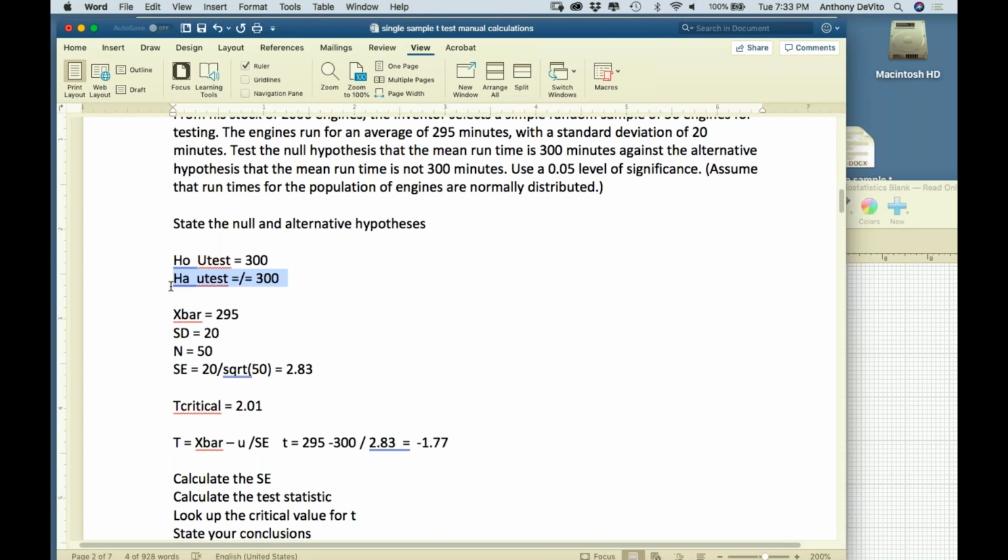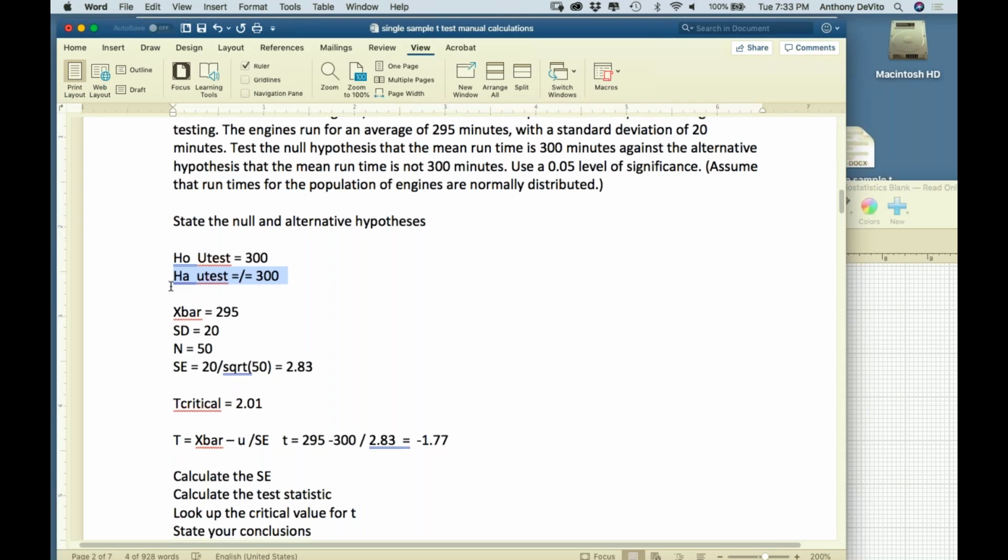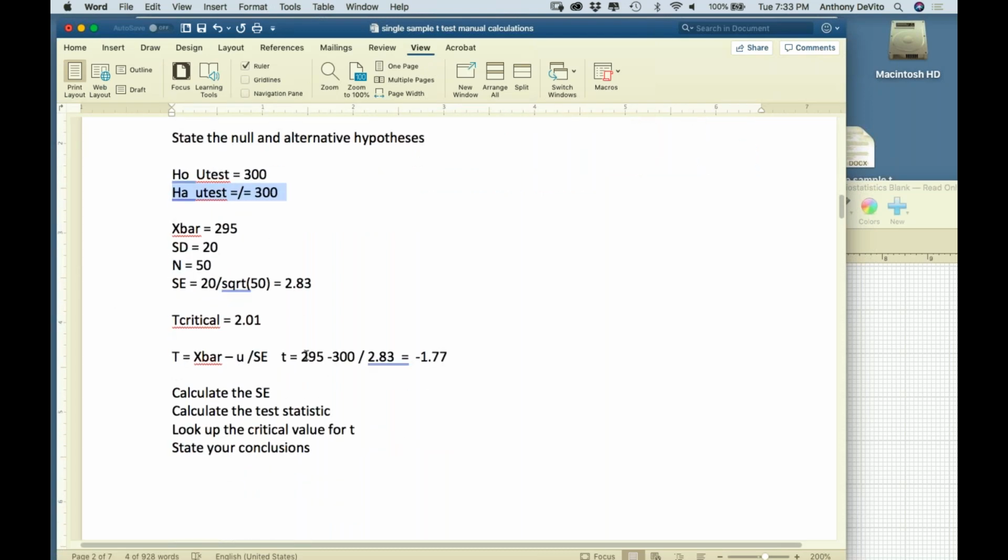Okay. 99% of the time, you're going to be doing two-sided t-tests. You're not going to care about the sign. The only thing that determined the sign was the fact that I subtracted the 295 from the 300, rather than the other way around. Okay, let's do another one.